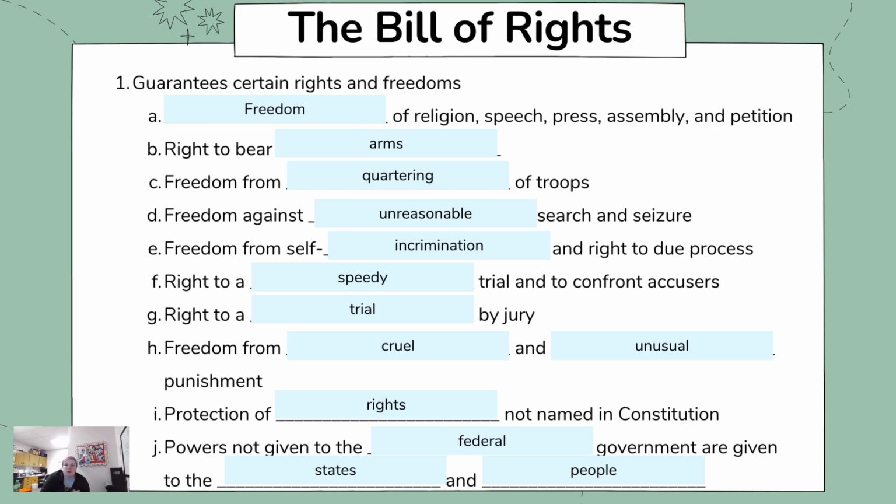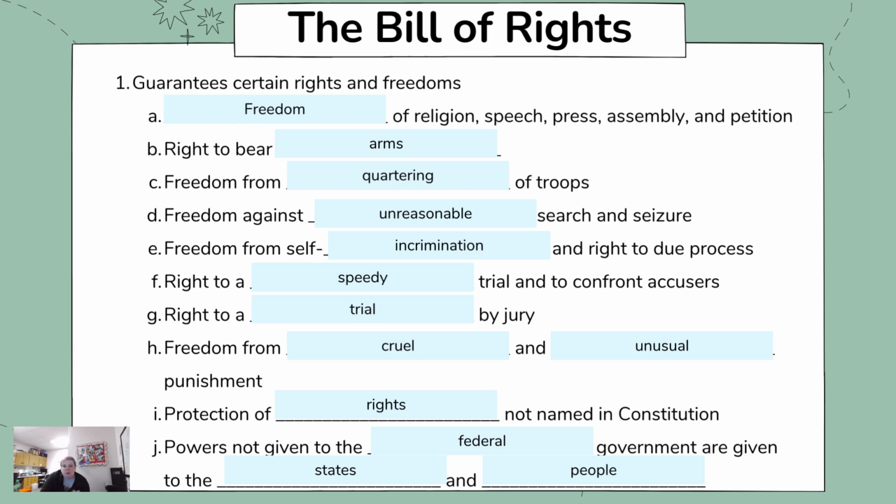The next one, freedom from quartering of troops. This means that the United States Army or the National Guard or whomever cannot come and say, hey, I need your house, and stay there, which is something that British troops were able to do. They were able to basically either kick people out of their house or say, we need to stay here, and kind of force their way in and help themselves, like their food and beds and everything like that.